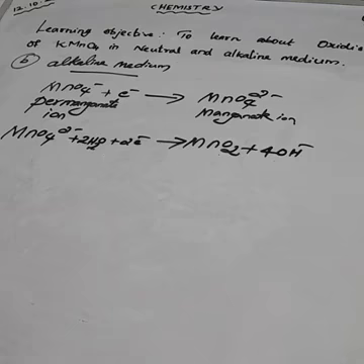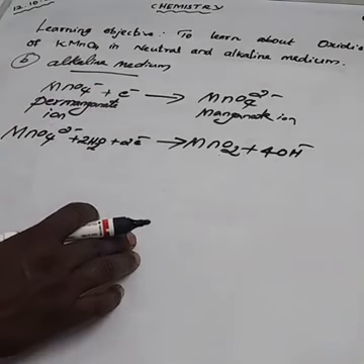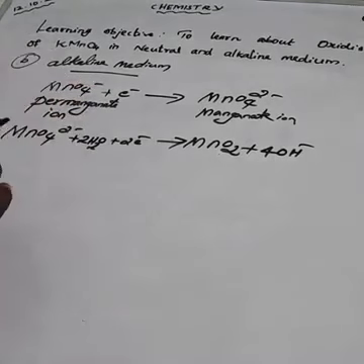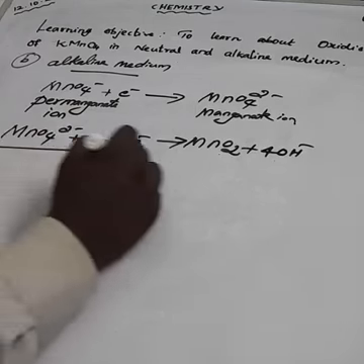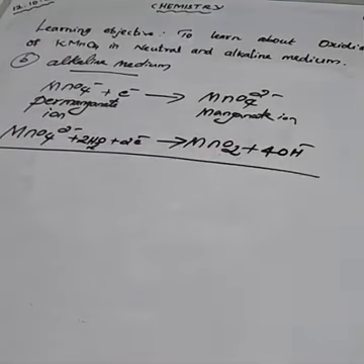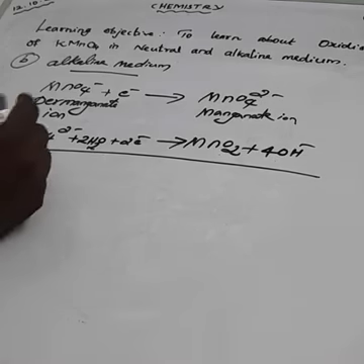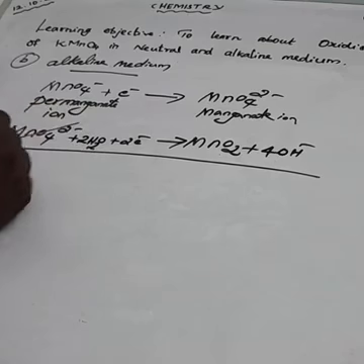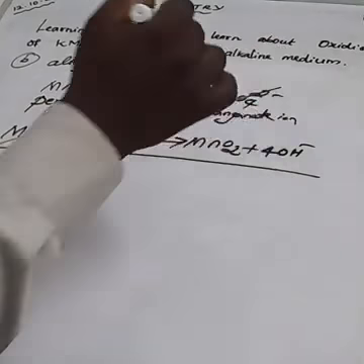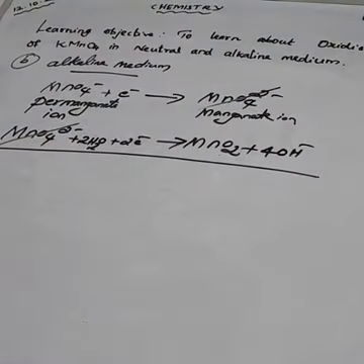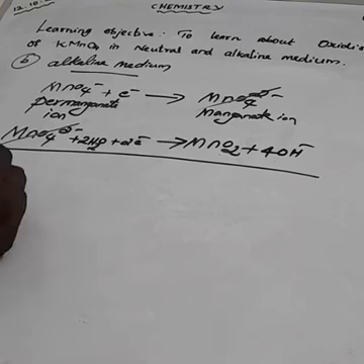Now we can write the overall reaction. What is the overall reaction from the 2 equations? We can cancel. What are the possibilities for cancelling? MnO4 2 minus and MnO4 2 minus, we are cancelling. Then we can write the remaining. What are the remaining?